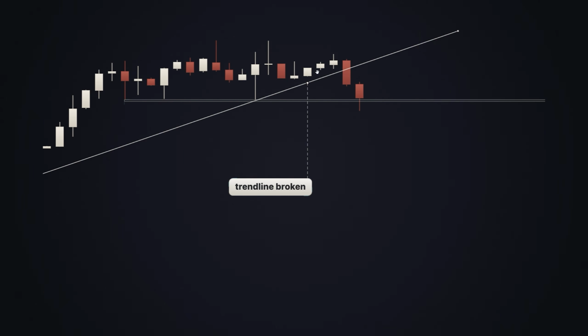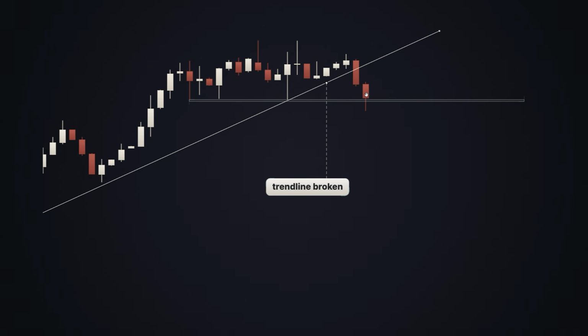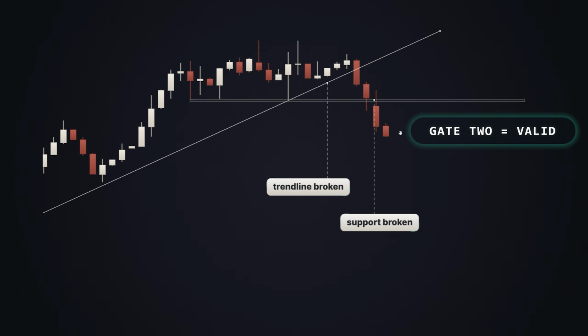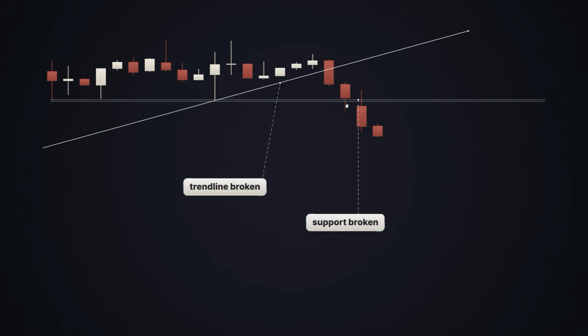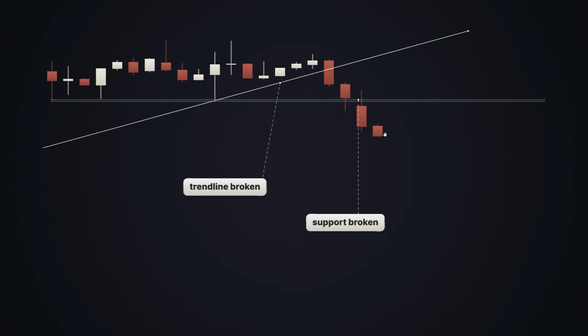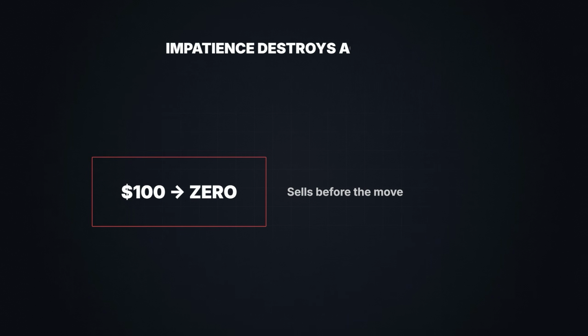The candle breaks the pullback trend line, but I do not sell yet. I only have gate 1. I am waiting for the horizontal level because that is where buyers may still defend. The next candle pushes lower. Gate 2 opens. Now the setup is valid, but my entry still has to come from the retest. This is the part where scalpers get impatient and sell too early because they want to catch every tick. That is how a $100 account turns into a motivational quote.